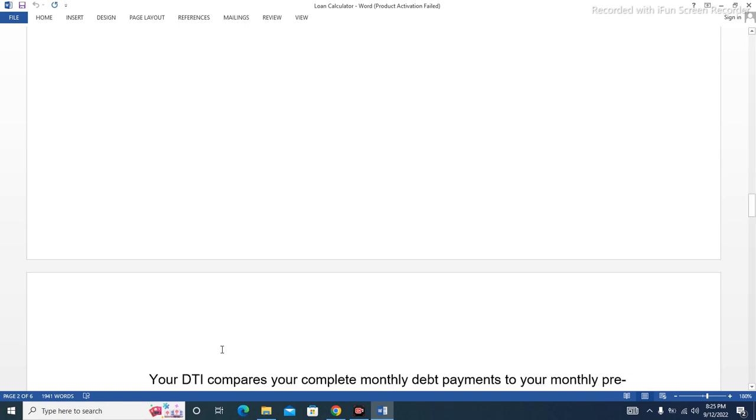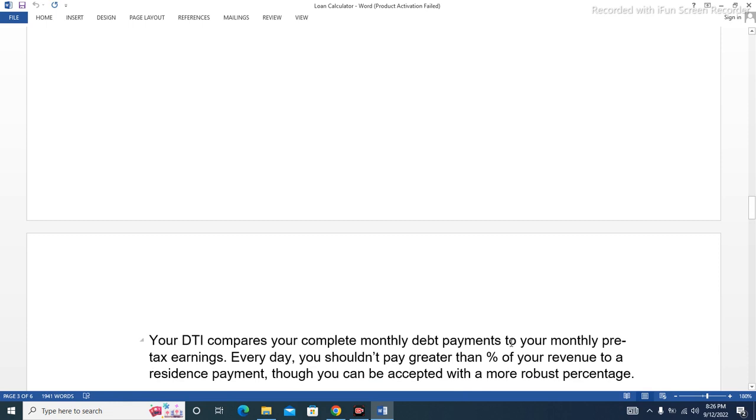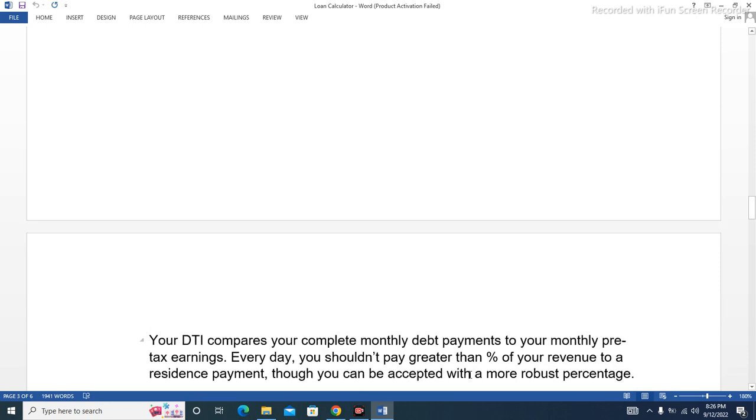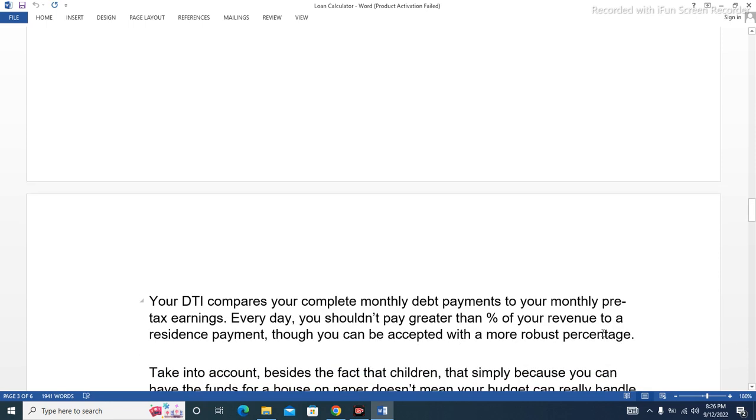Your DTI compares your complete monthly debt payments to your monthly pre-tax earnings. Generally you should not pay more than percent of your income to a house payment, though you can be approved with a higher percentage.